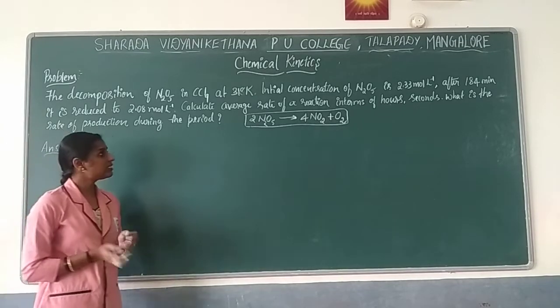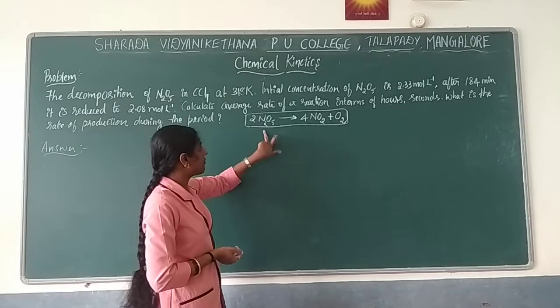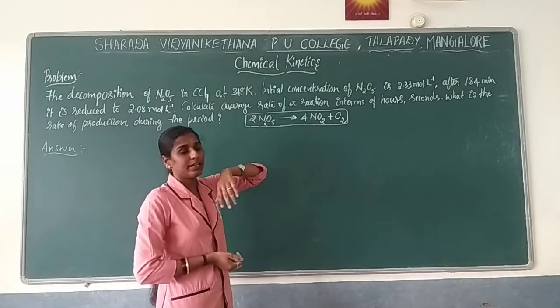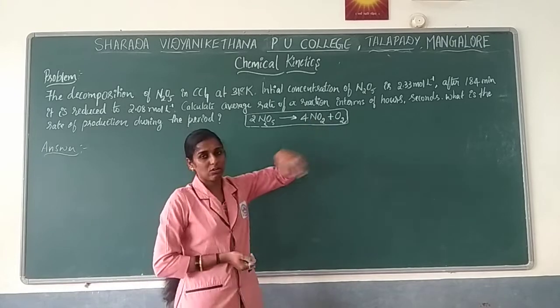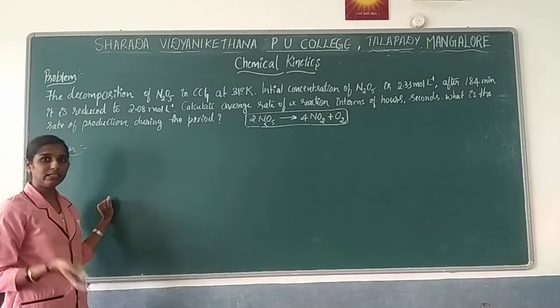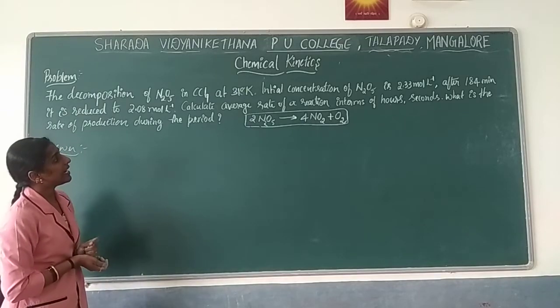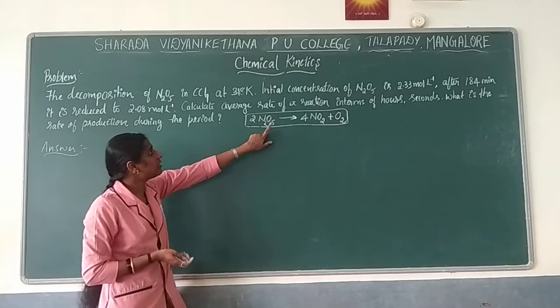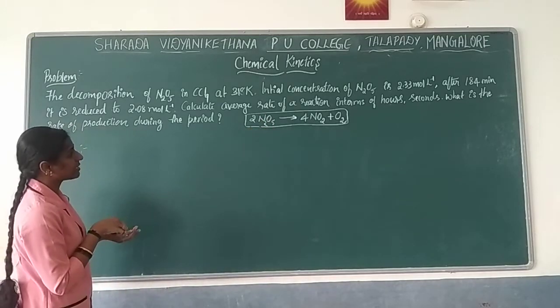So now here, see the reaction also they have given the balanced reaction here, 2 and 4, to balance the reaction. So nitrogen dioxide as well as oxygen will be formed as a product. So by using this, first we have to write the rate. See, calculate the average rate of reaction. They have given what they have given, that we have tried first.